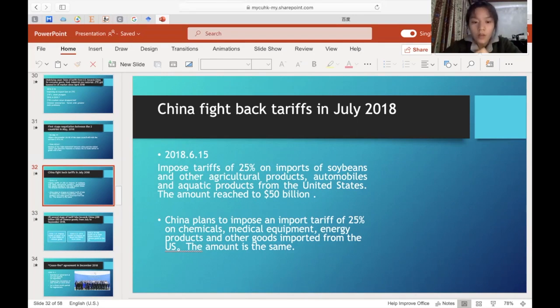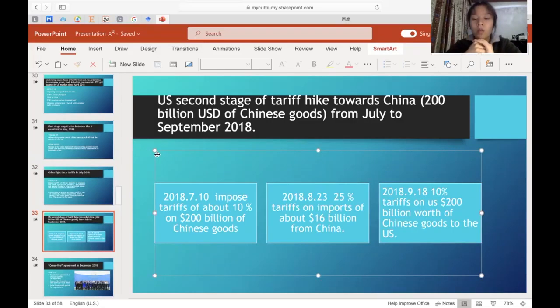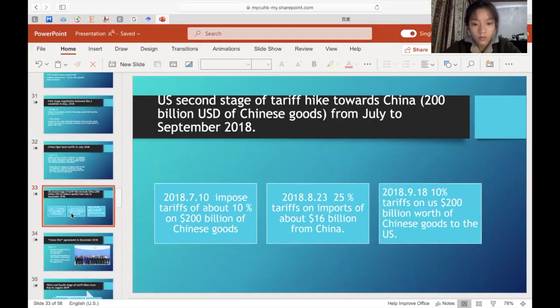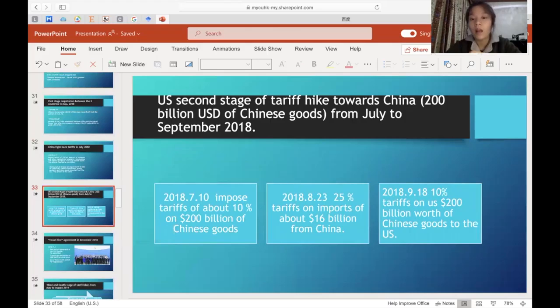On July 10th, the US government issued a tariff plan against China. The target product list of 200 billion dollars of goods includes clothing, televisions, refrigerator parts, as well as a large number of consumer goods. On August 23rd, the United States imposed 25% tariffs on about 16 billion of imports from China. And on September 18th, the White House issued a statement announcing the imposition of 10% tariffs on 200 billion worth of Chinese goods to the US.